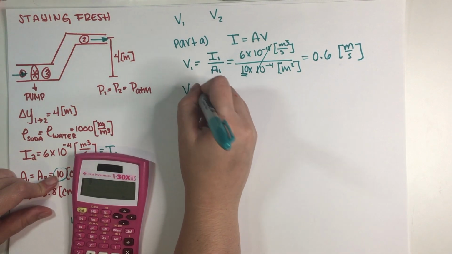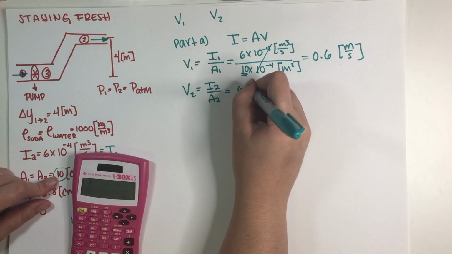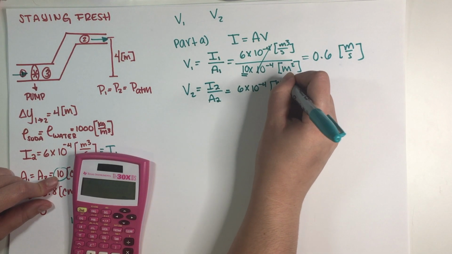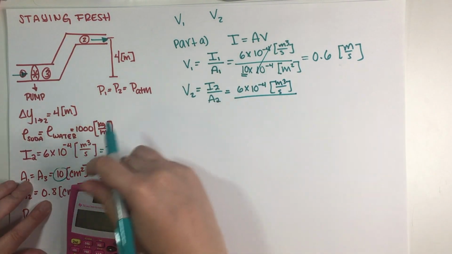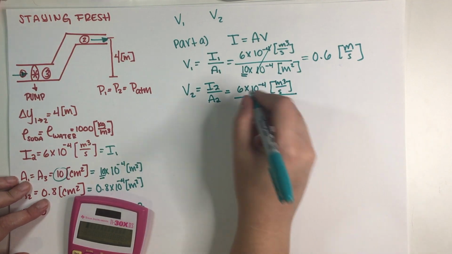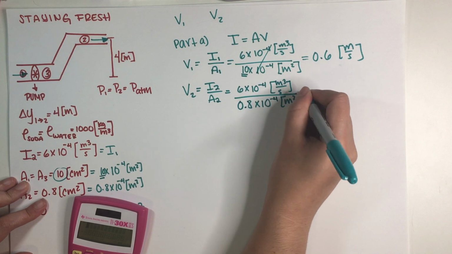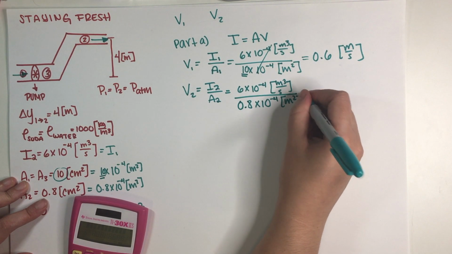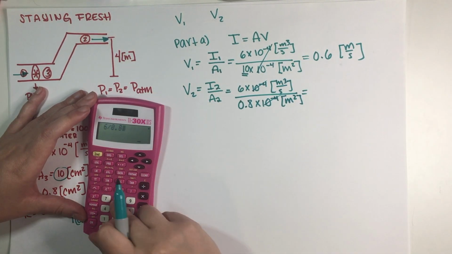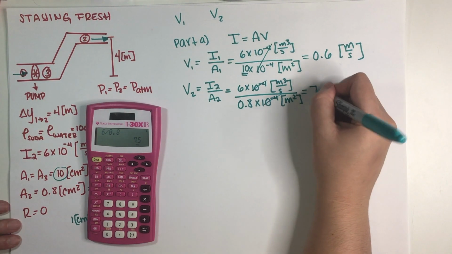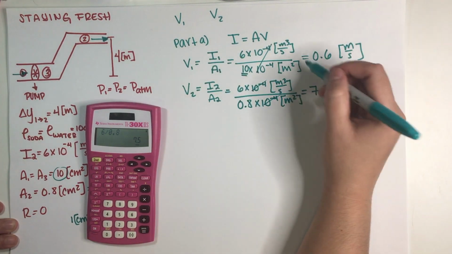Now for v2, this is just the same flow divided by area 2. So this is 6 times 10 to the negative 4 meters cubed per second, and this area is 0.8 times 10 to the negative 4 meters squared. The powers cancel out, so this is just 6 divided by 0.8. So this is equal to 7.5 meters per second. And this is the final answer for part A.